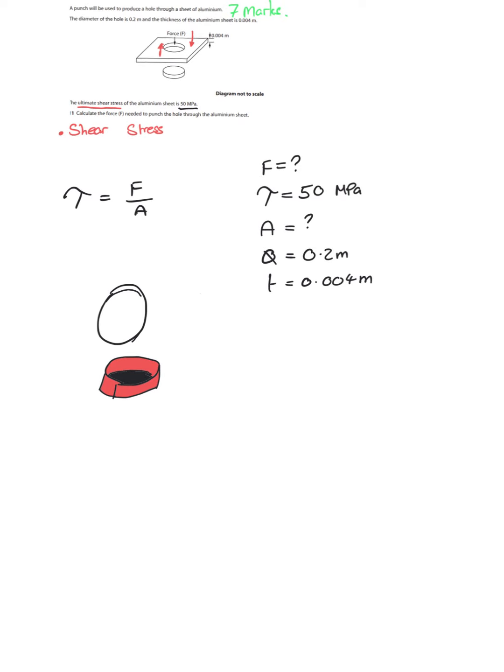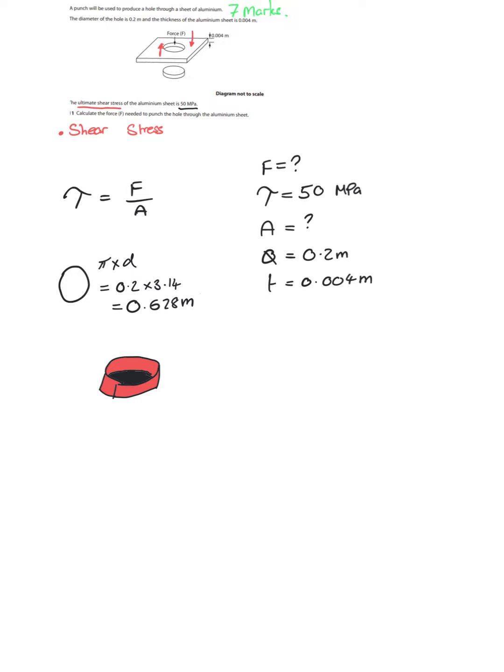So the first thing I need to do is get the circumference of this top circle. So I've got a circle. That's the first thing my punch comes into contact with. So ignoring the thickness, I'm looking at the circumference of a circle, which is pi times diameter. So in our case, it's equal to 0.2 times 3.14, which is 0.628 meters. So now I know the circumference of that circle.